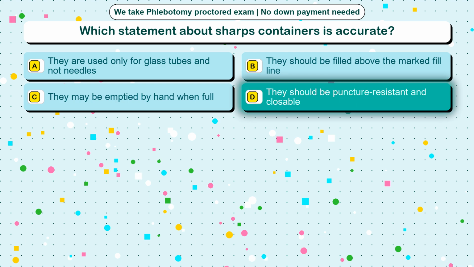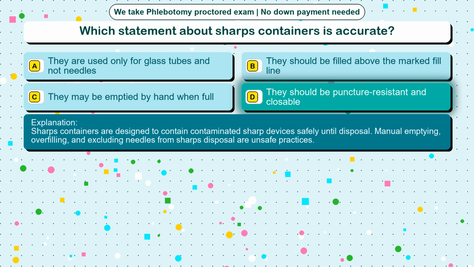The correct answer is option D, they should be puncture resistant and closable. Sharps containers are designed to contain contaminated sharp devices safely until disposal. Manual emptying, overfilling, and excluding needles from sharps disposal are unsafe practices.